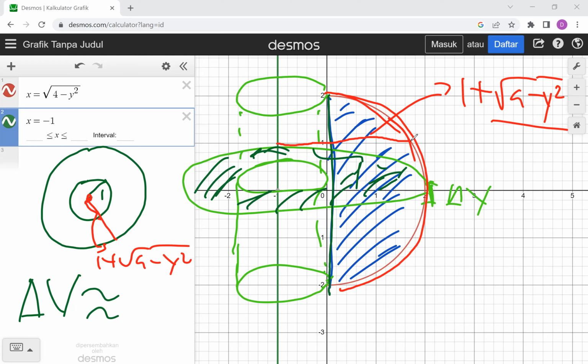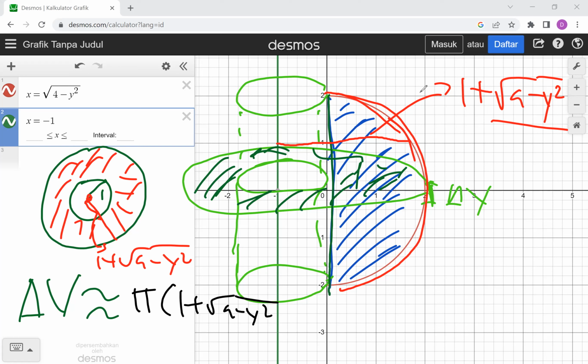So the area here is just the area of the larger circle minus the area of the smaller circle. We will have pi times (1 plus the square root of 4 minus y squared) squared, minus pi times 1 squared, multiplied by delta y.